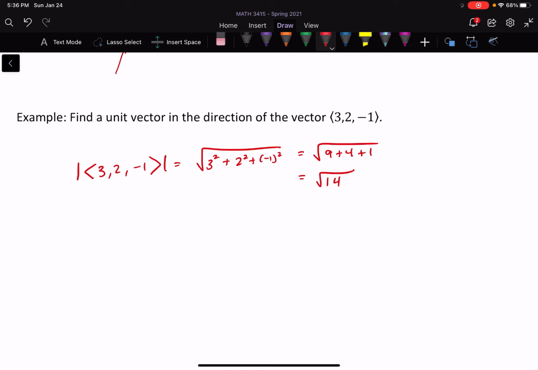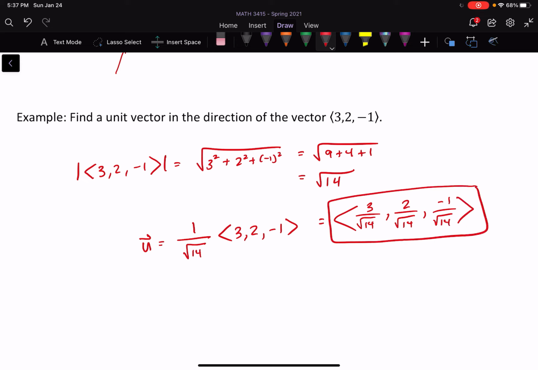Okay, so far so good. And so now our new vector u is going to be 1 over the square root of 14 times (3, 2, negative 1). Because this vector (3, 2, negative 1) has magnitude square root of 14. So to turn it into a unit vector, I need to divide by square root of 14, right? And so our final answer will just be 3 over square root of 14, 2 over square root of 14, and then negative 1 over square root of 14.